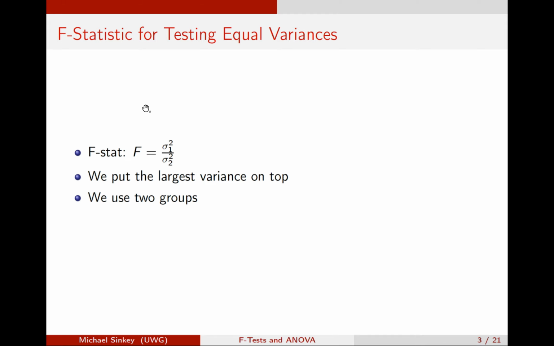So the null with the F stat is that the variance of group 1 is equal to the variance of group 2. The alternative is that they're not equal. The F stat, you see that right here, F for F stat. I put the large variance on top, we'll just call it group 1, and the small variance on the bottom, that's group 2.